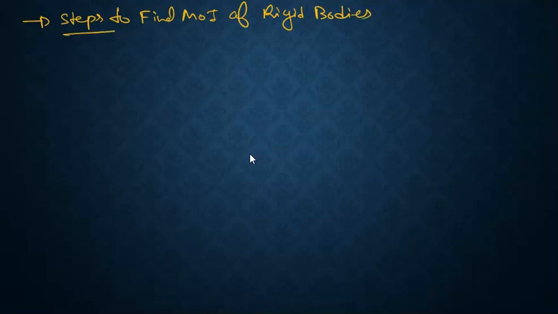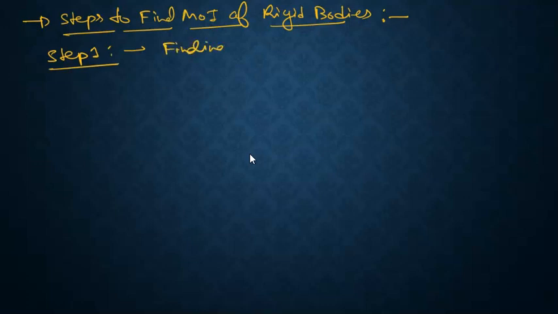Next, we will see some steps to find the moment of inertia of rigid bodies. Actually, we will follow the same steps in every case when we are going to find the moment of inertia of any rigid body. And step one is finding the element.